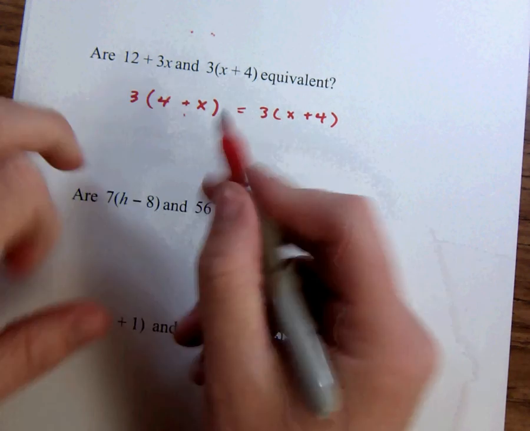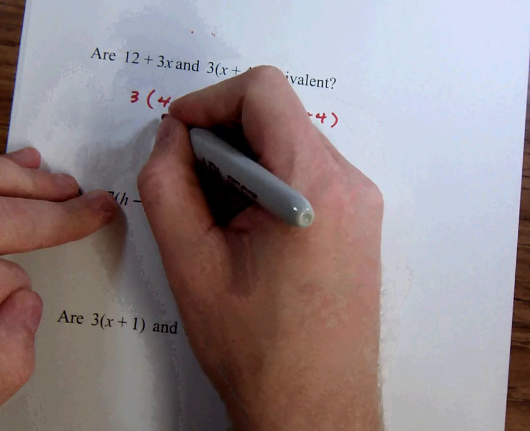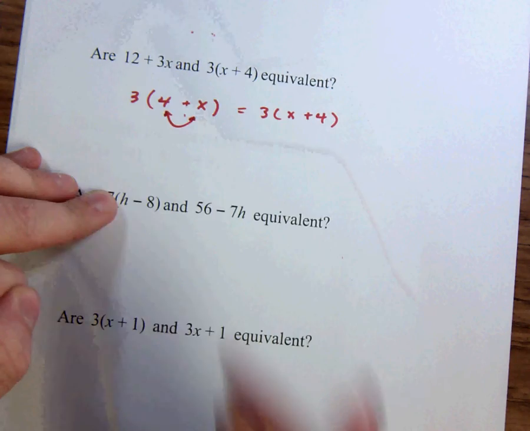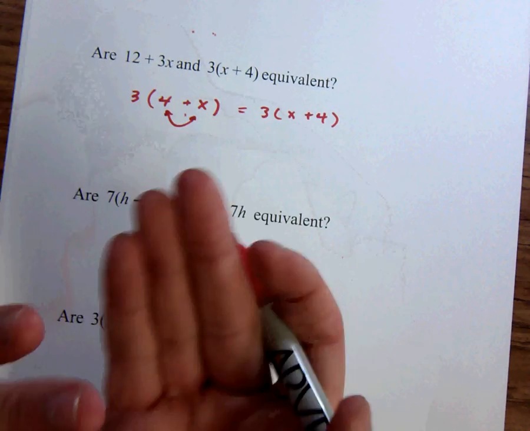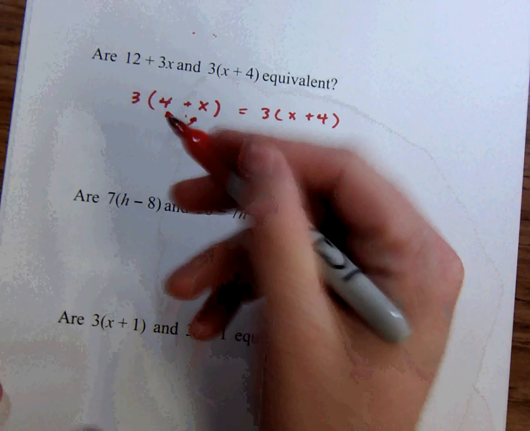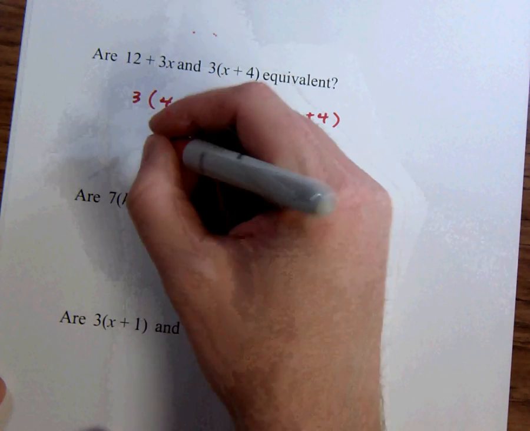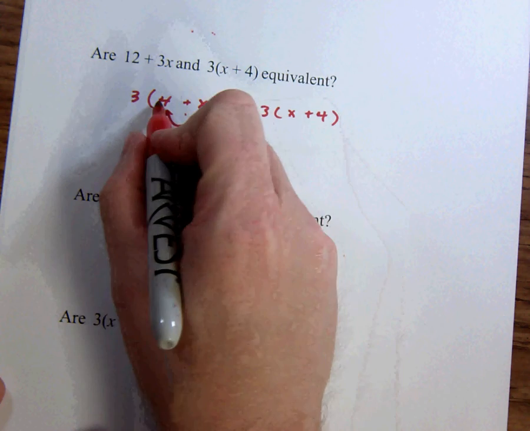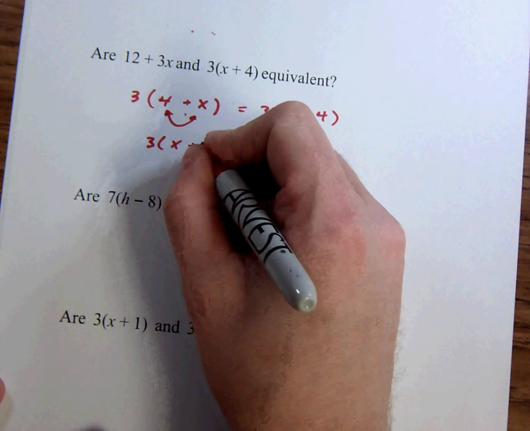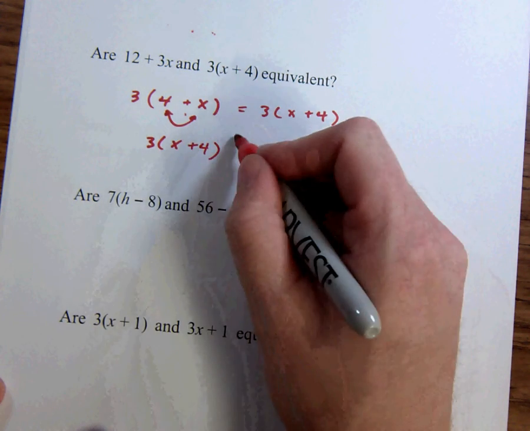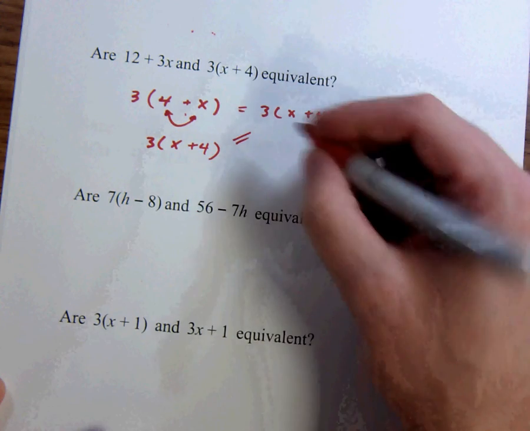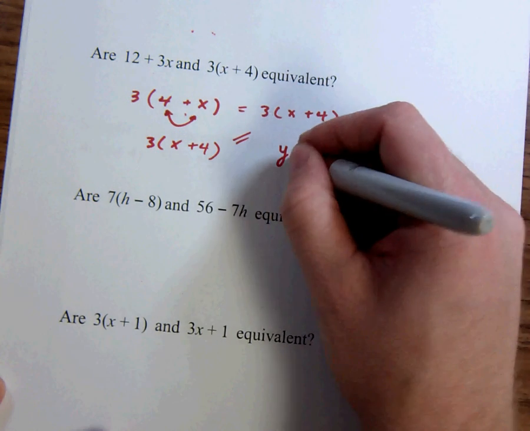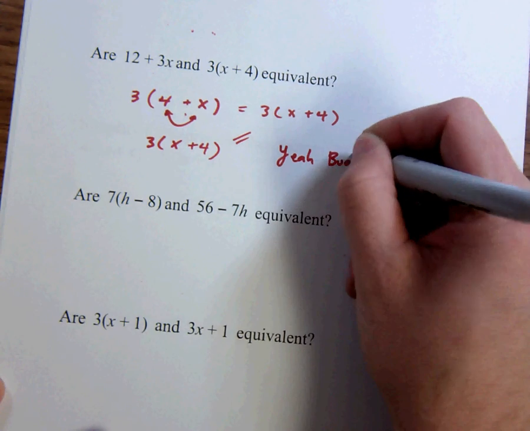So let's imagine, can we move these? Can we replace them? So we say, well, what if we wrote x first? So 3 times, that's a positive x, and that's a positive 4. So if we replace them, okay, now they definitely are equivalent. So are they equivalent? Yeah, buddy.